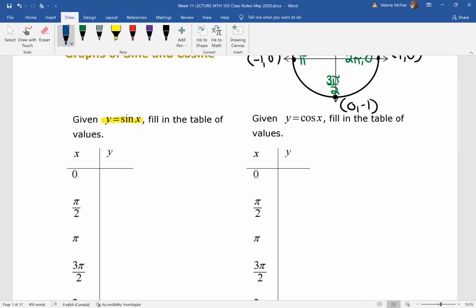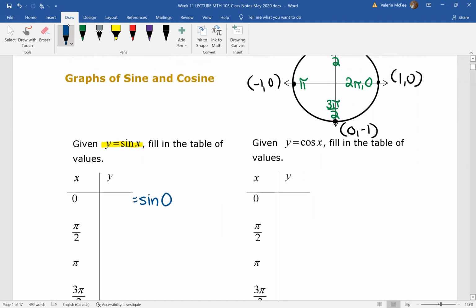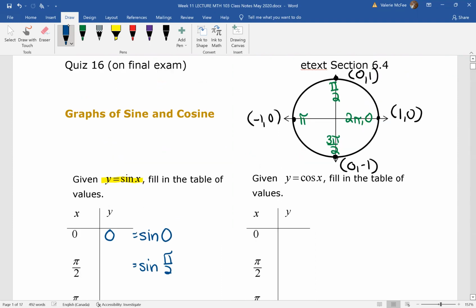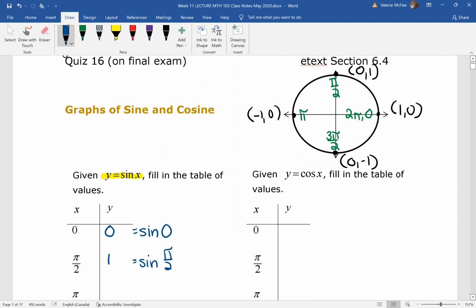So in the first place here, I'm looking for y when I'm asking for the value of sine of 0. Of course, that means we're at 0 radians, and we know that because we were looking at points on the unit circle, sine is simply equal to 0 or 0 over 1. When x is pi by 2, we're looking at the sine of pi by 2. We see that sine is equal to 1. Or hopefully you've memorized these values. Fill in the rest of this table.